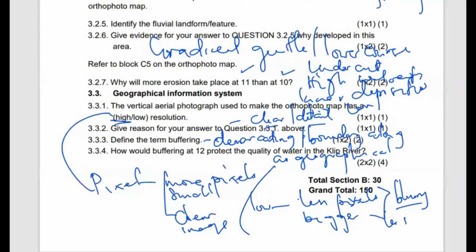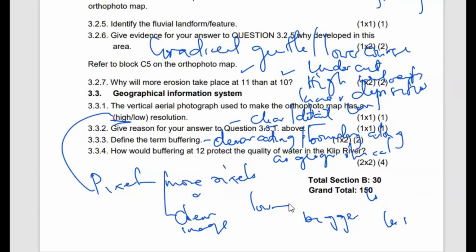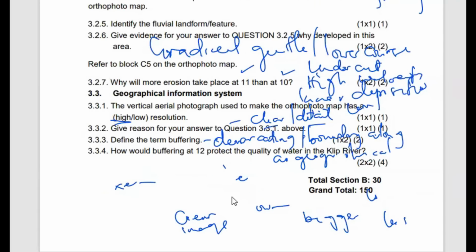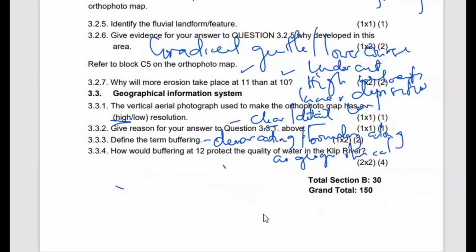Then it says, last question, how would buffering at 12 protect the quality of water in the Klip River? How would buffering protect the quality of water? Right, the concept of buffering, we are saying we are putting a boundary around the geographical feature. In this instance, we are putting a boundary along the river. How would that protect the quality of water in the river if we put a boundary or you put a demarcation along a river?